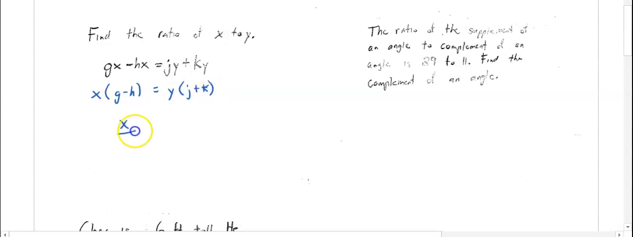When we go to do our ratio x over y, remember we're thinking backwards. How would we cross multiply to get the answer above? So across from x is going to be g minus h on the bottom, and across from y on top is going to be j plus k.